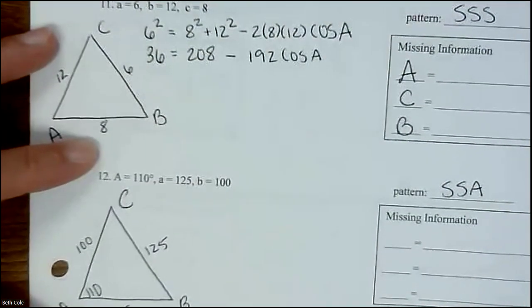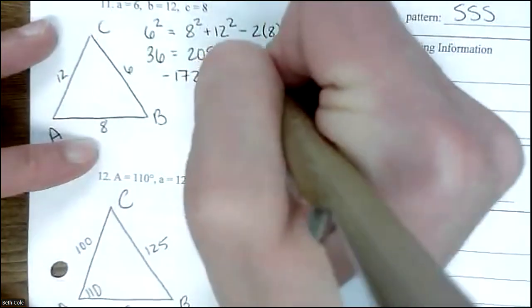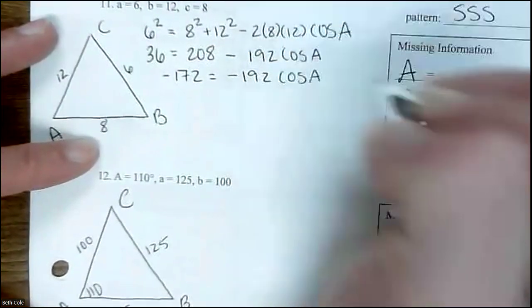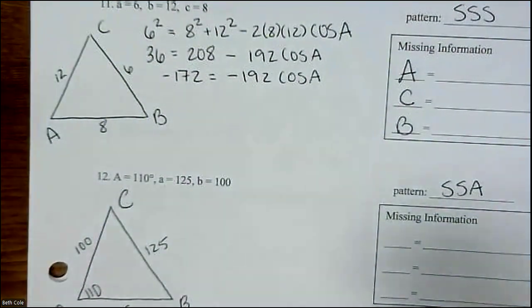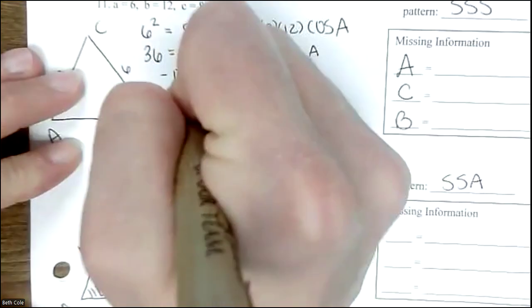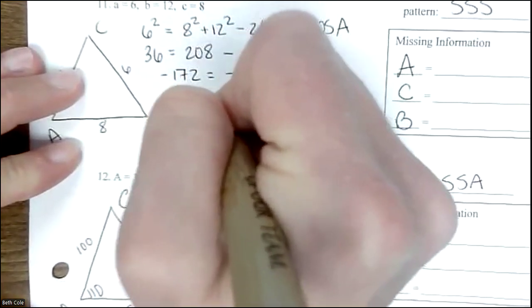Yeah, good. So 36 minus 208 is negative 172. But it's okay that that's negative. Why? The other one's negative. Good. You guys, oh my gosh, I love you so much. You all like did everything you needed to do. All right, and then you're going to divide that over.